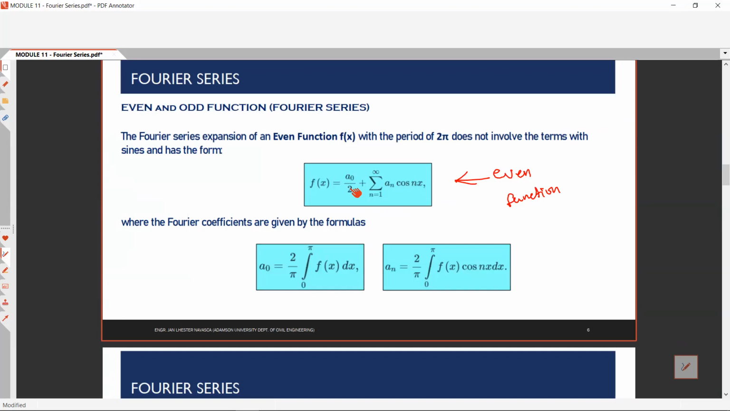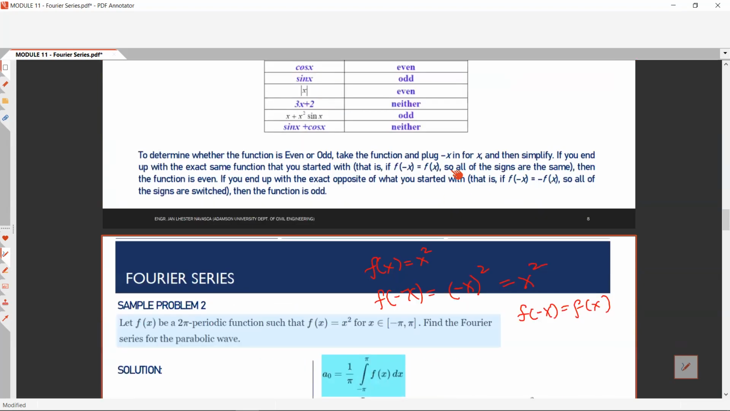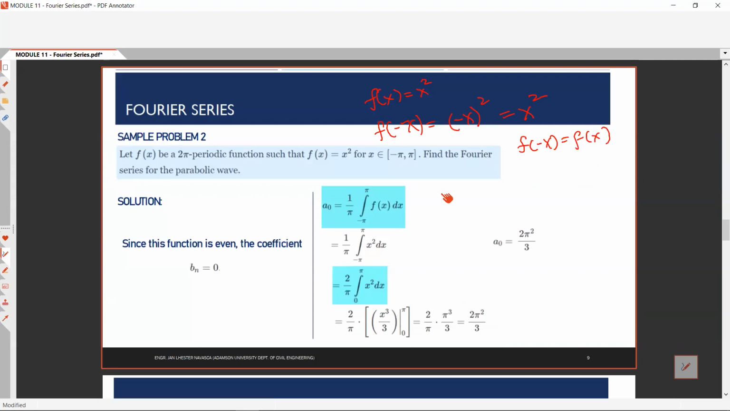Okay, so we need to solve for a sub 0 and a sub n. Since this is an even function, the coefficient b sub n is equal to 0. Okay, so solve muna natin yung a sub 0. A sub 0 is equal to 1 over pi integral of f of x dx from negative pi to pi. Okay, so substitute natin yung f of x: 1 over pi integral of x squared dx from negative pi to pi.